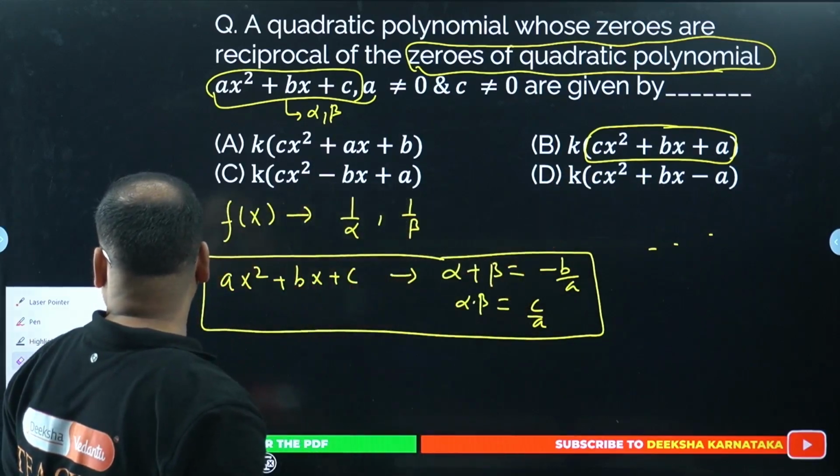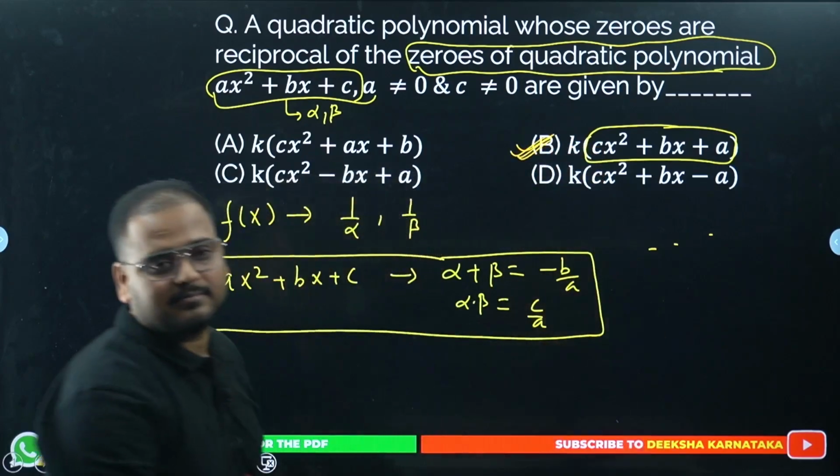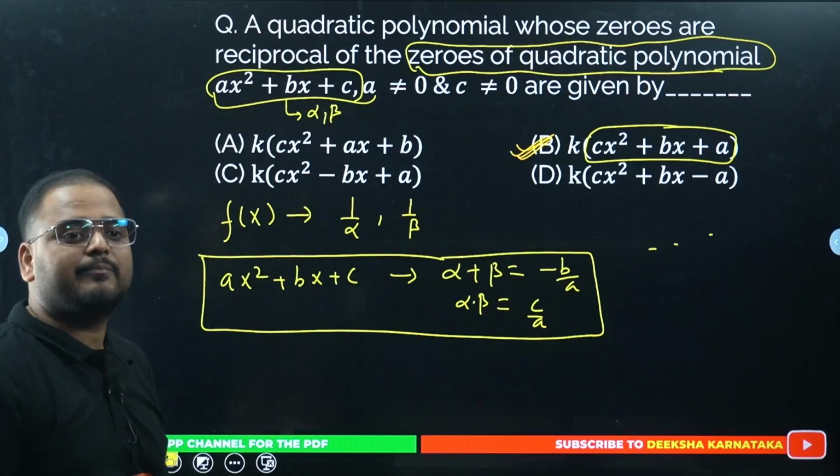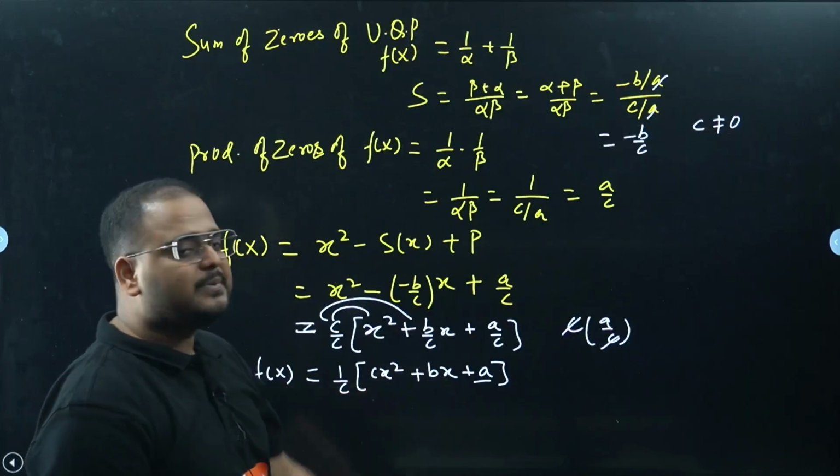So what is my answer, sir? My answer is B, sir. Cx square plus bx plus a. The main part is what is inside: cx square plus bx plus a.